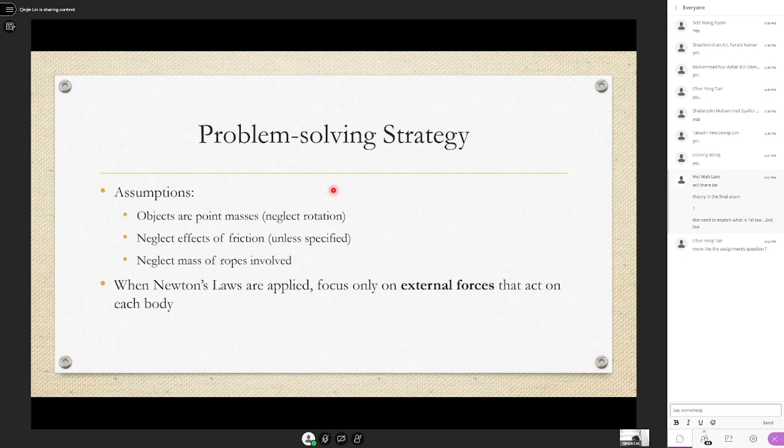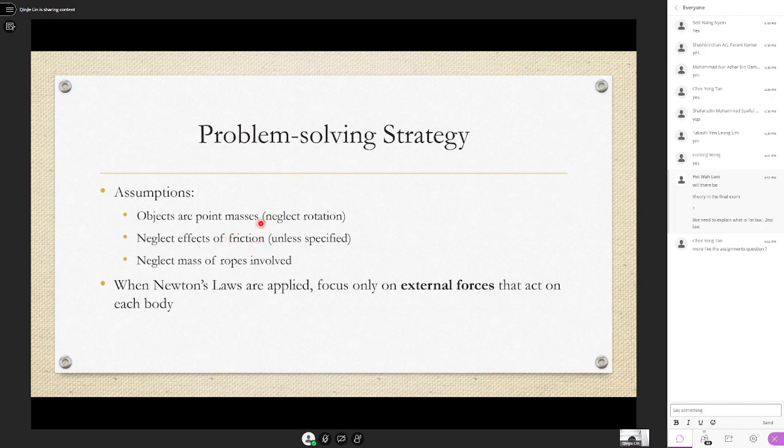For example, water, we will treat it as a point. A car, we also treat it as a point. So this is the assumption. We neglect effects of friction unless specified. So in this topic 4, there will still not be friction, but later on we will introduce friction, as we will see in the next topic.